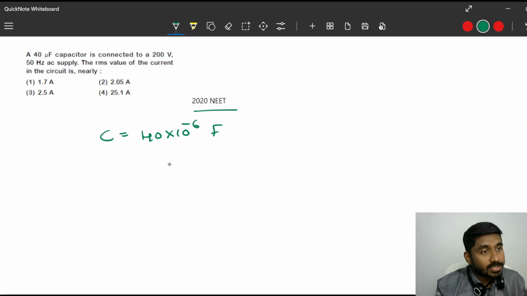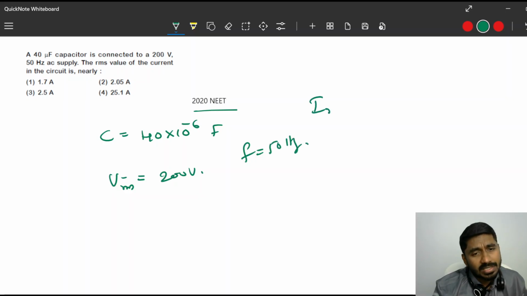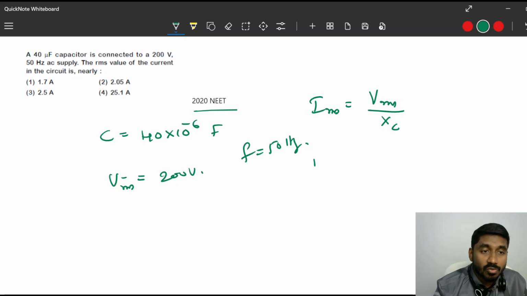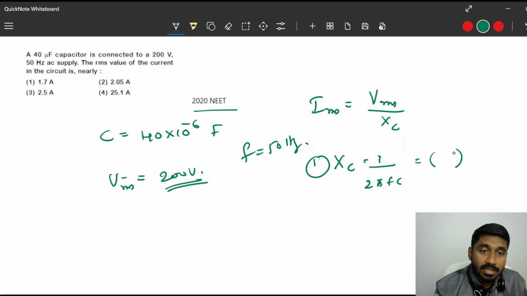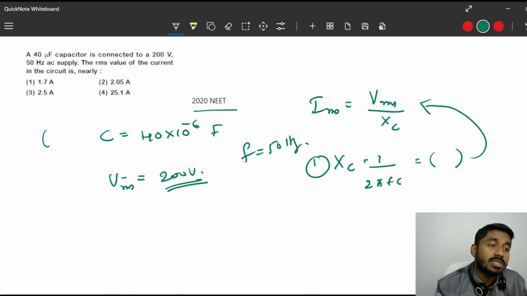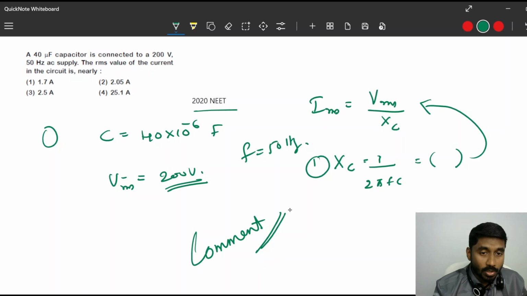C is equal to 40 into 10 raised to minus 6, connected to a voltage VRMS, so write it at that time itself, 200 volts. Frequency is 50 hertz. RMS value of current, it is very simple. IRMS is equal to VRMS by XC. So first step, find XC. You know that it is 1 by 2 pi FC. Everything is given. You can find XC, and VRMS is given as 200 volts. Substitute it and find the answer, which is the option. Comment your answers in the comment box. Alright, let's move on to the next question.